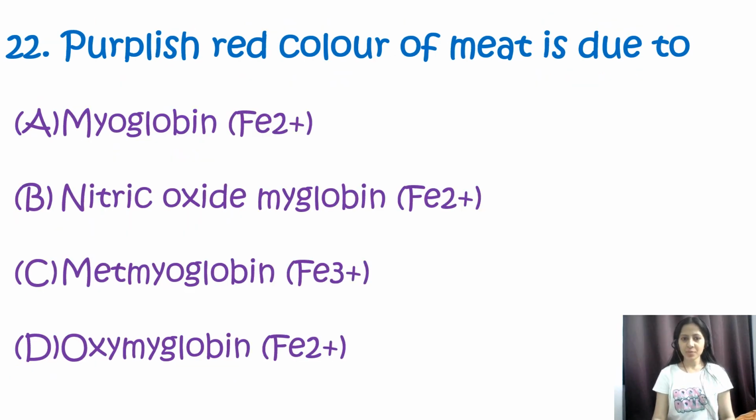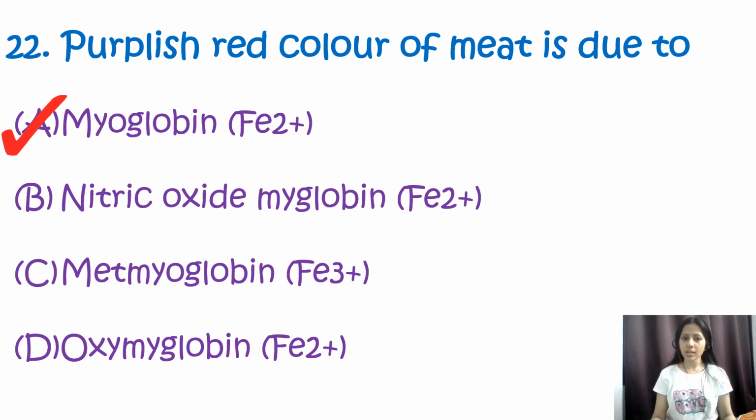Question number 22. Purplish red color of meat is due to, so options are myoglobin, nitric oxide myoglobin, metmyoglobin, or oxymyoglobin. Over here my correct option will be A, that is myoglobin. We know that myoglobin is a protein found in the muscle tissues, and it contains heme with the iron ions. When the meat is freshly cut, it reduces to form Fe2+, so it gives a purplish color.